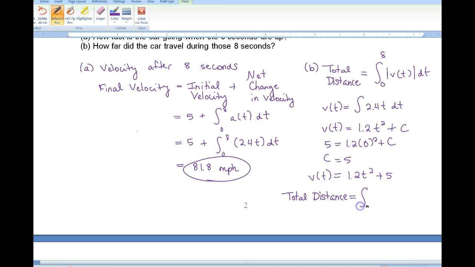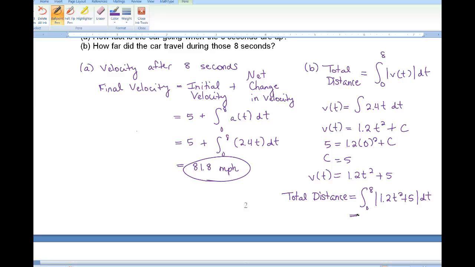Okay, so now I'm going to do the total distance. So I went from 0 to 8 of the absolute value of that result. So basically take that. Remember, we're starting with acceleration, so we work backwards once, so we get velocity. Why are you putting 0? Because v of 0 equals 5. Does it make sense?